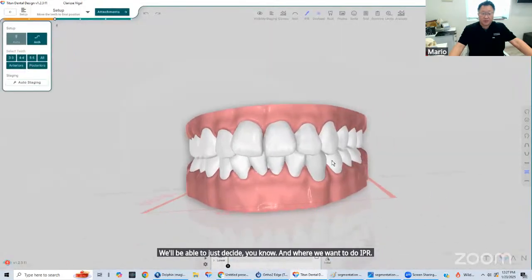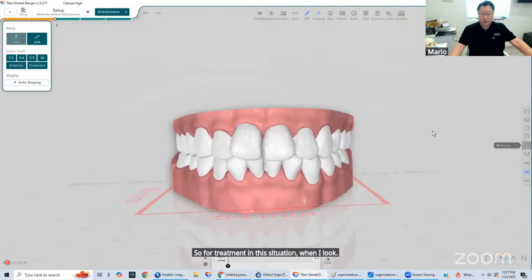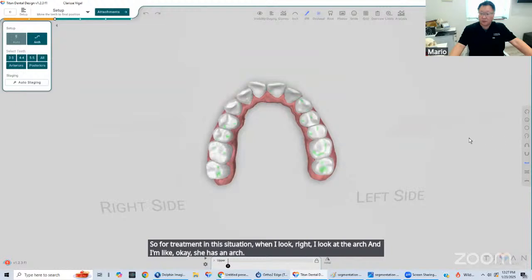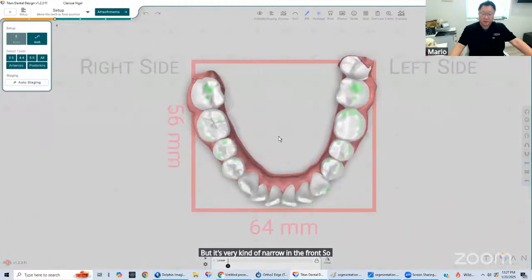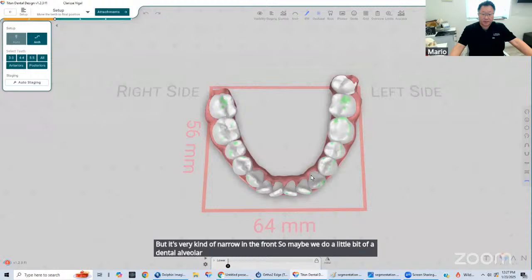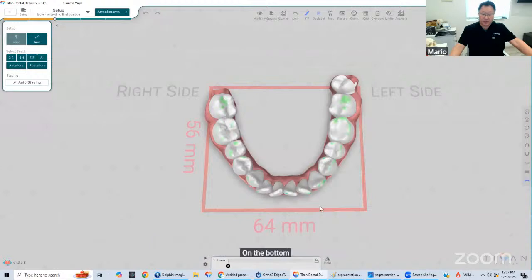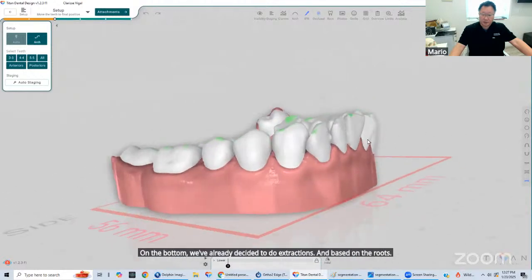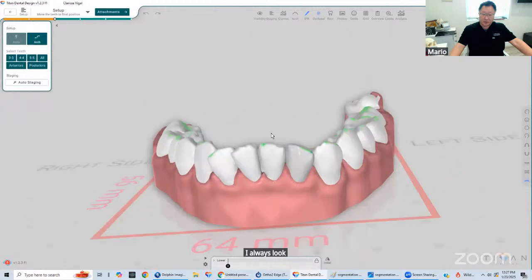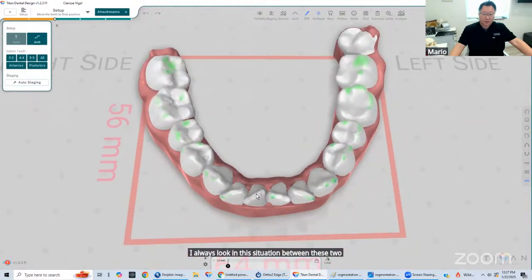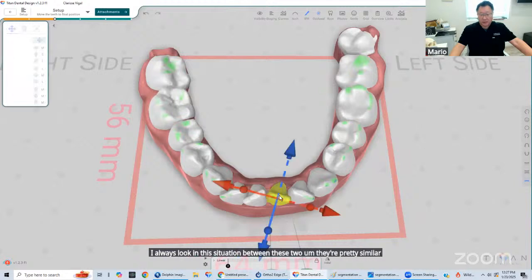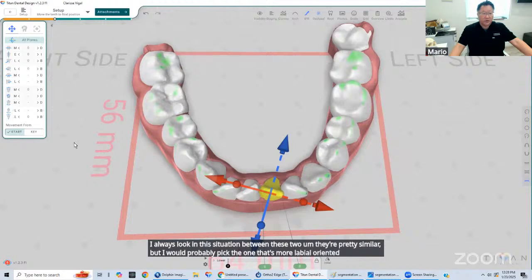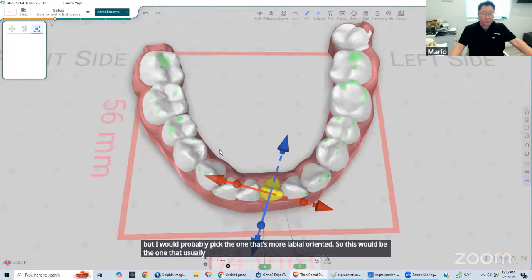So for treatment in this situation, when I look at the arch, I'm like, okay, she has an arch, but it's very narrow in the front. So maybe we can do a little bit of a dental alveolar expansion, but not too much. On the bottom, we've already decided to do extractions. And based on the roots, I always look between these two. They're pretty similar, but I would probably pick the one that's more labial oriented. So this would be the one that I usually would extract, right?